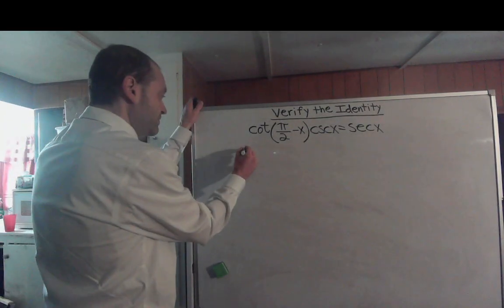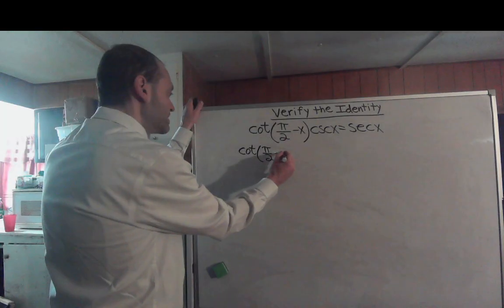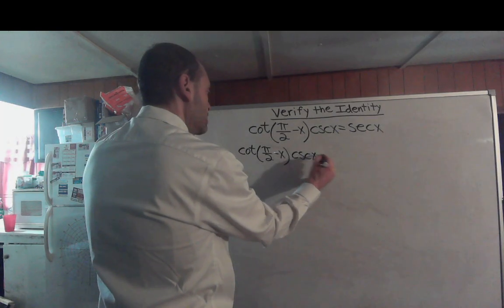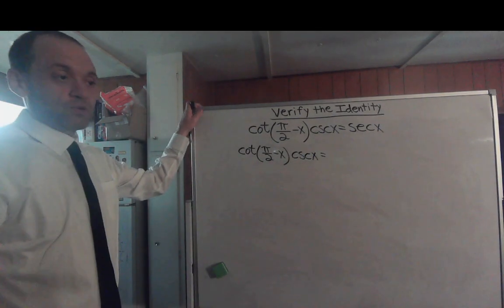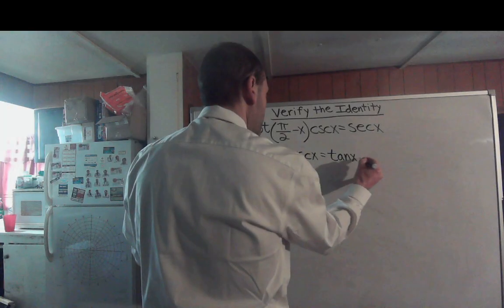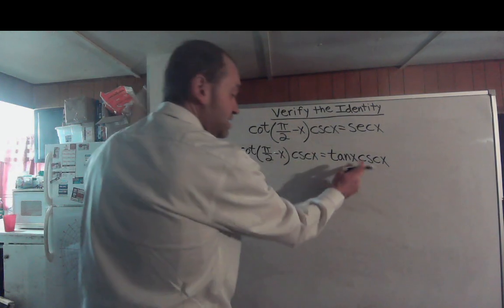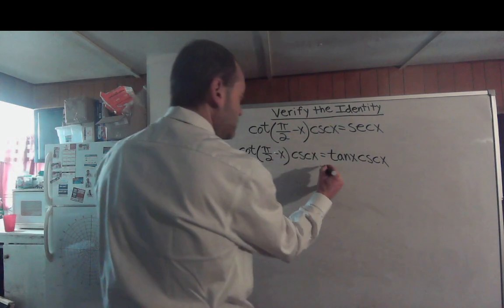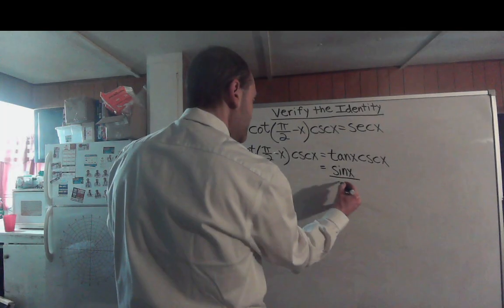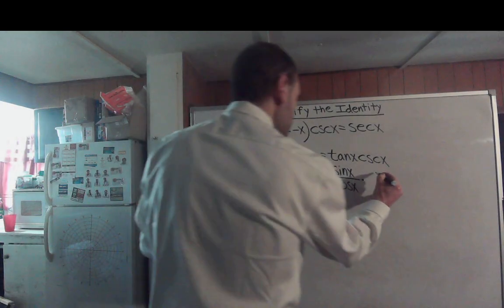So let's write out the left-hand side first. The cotangent of the quantity of pi over 2 minus x times the cosecant of x. Again, this is a periodic identity, which would turn this into the tangent of x. So this would turn into the tangent of x times the cosecant of x. Now we just need to use our reciprocal identities. So what's the tangent? That's the sine of x over the cosine of x times your cosecant. That's 1 over sine of x.